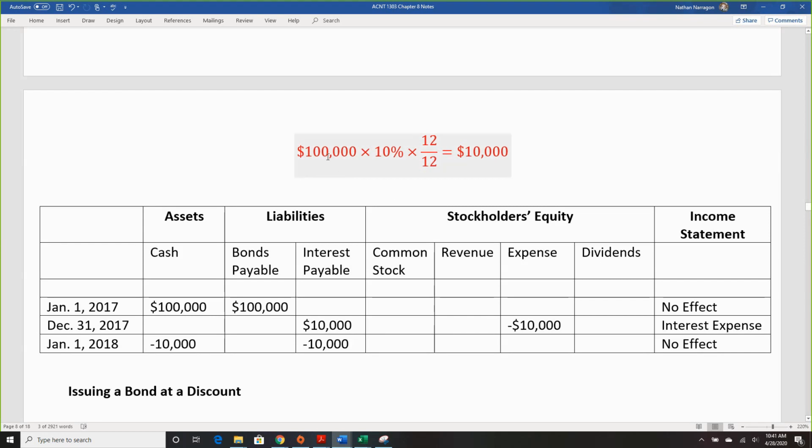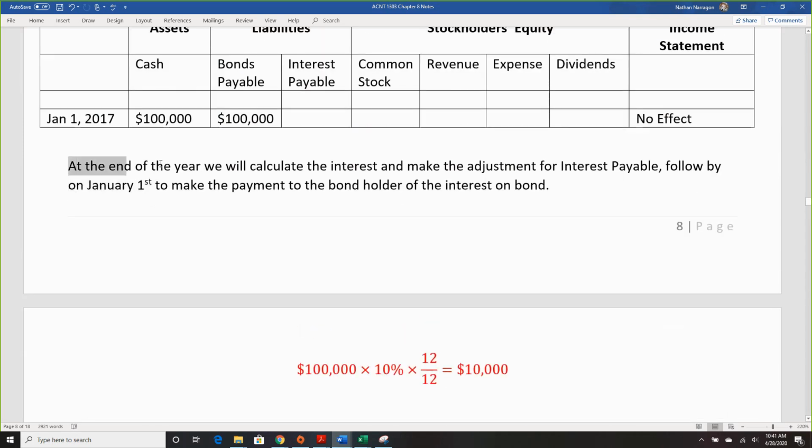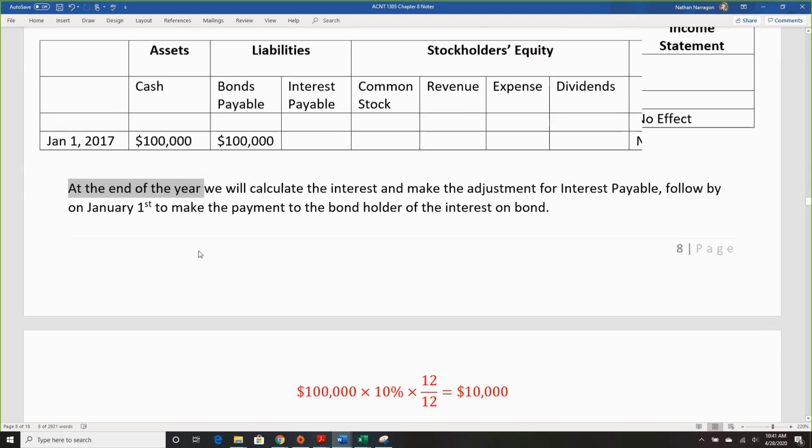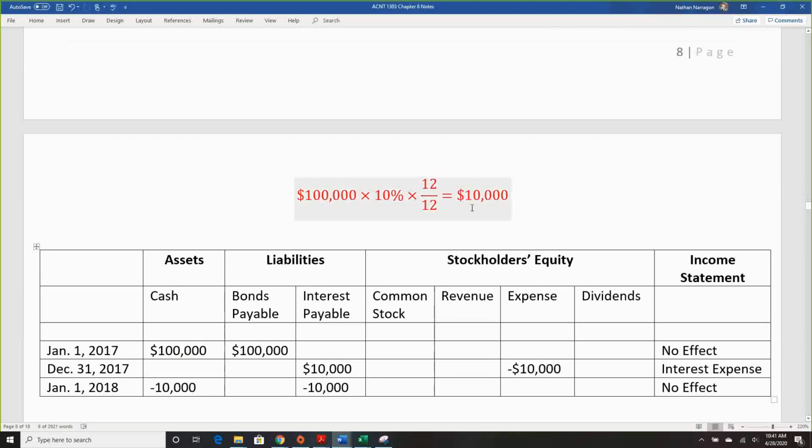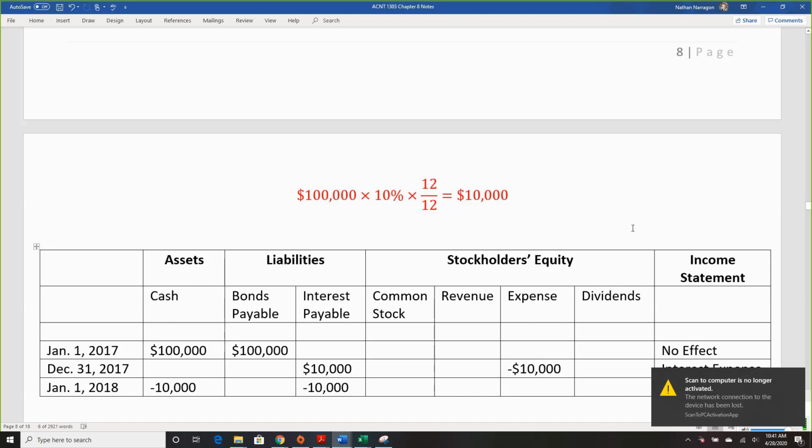100,000, so par, or face value of the bond, times 10%. And since they're going to pay this at the end of the year, started on January 1st, and it's going for till December, it's 12 months divided by 12, so basically 1, and that's going to equal out to 10,000. Okay, so it's the same formula that we have going on with interest.